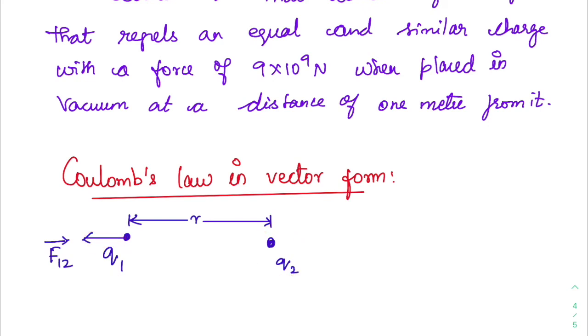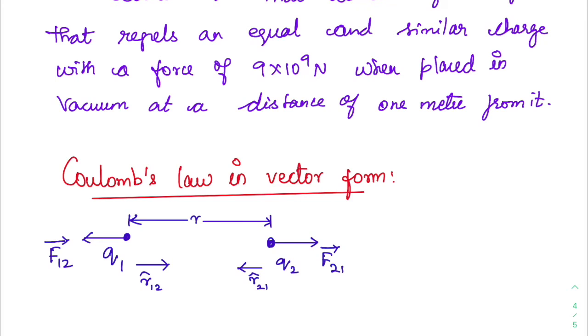Similarly, this Q2 is going to experience a force F21 vector in the opposite direction. So F21 is nothing but the force on Q2 due to Q1. Likewise, F12 is nothing but the force on Q1 due to Q2. Obviously, their displacement vectors are going to be in opposite directions again. So their displacement vectors are given in this direction. This is going to be R12 cap, and this is going to be R21 cap.